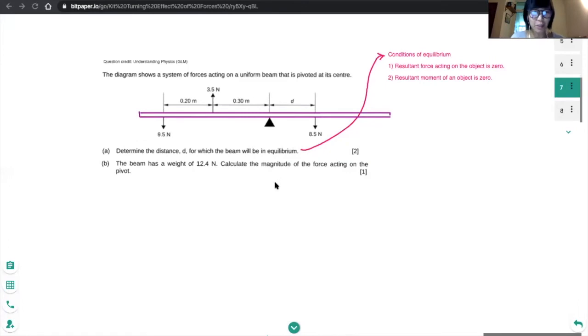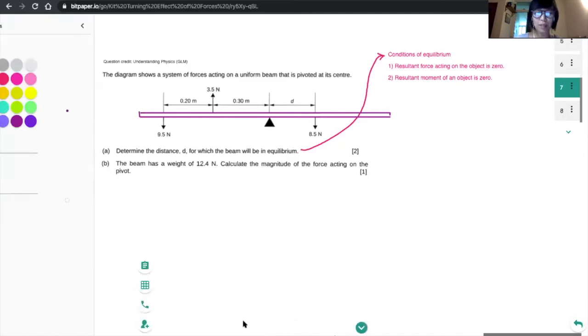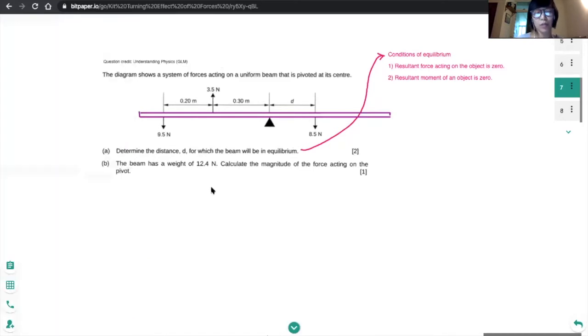Okay, this question that we're going to try explores applying different concepts in one question. So it's really a power-packed question. Probably the concepts that we're looking at would be equilibrium, turning effect of forces, principle of moments, and even Newton's third law, right? Okay, so let's read the question first. You may pause the video to read it, or even try the question before listening to this.